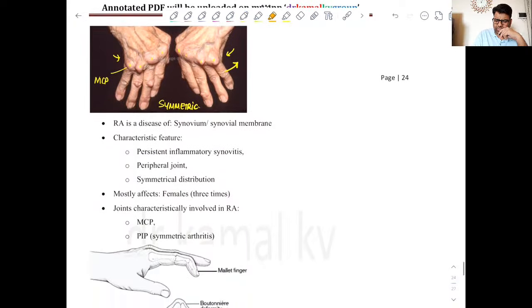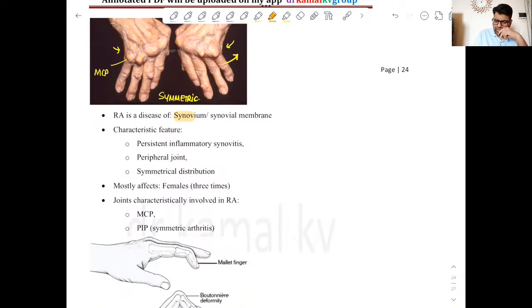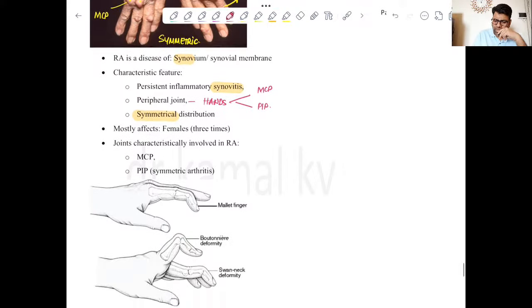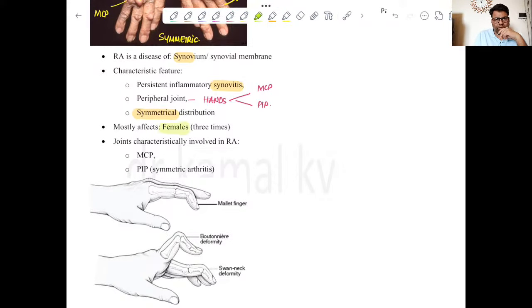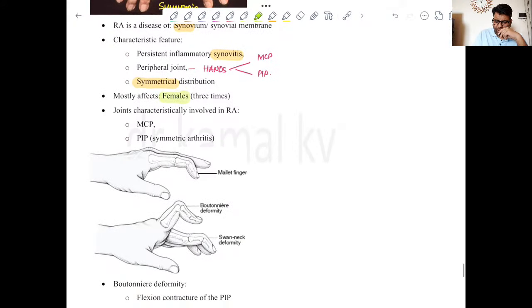So it is an entity which starts in the synovium. There is synovitis of the peripheral joints with symmetrical distribution. This is very important. Peripheral, especially hands, metacarpophalangeal and proximal interphalangeal, but not distal interphalangeal. Usually affects females of young age, and it affects MCP and PIP, and the classical word is symmetric arthritis.